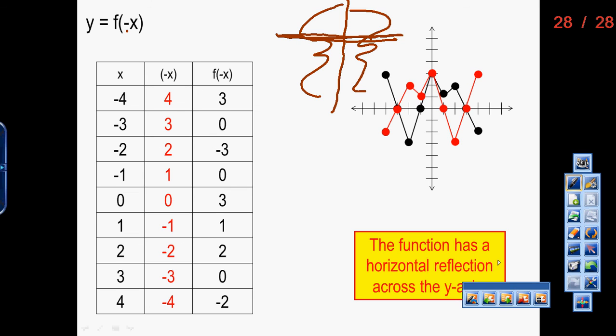Okay, I hope that is crystal clear to you, because some of you are probably sitting there thinking, wait, Miss Head, I thought it was going to reflect across something else. So let's talk about why it's across the y.